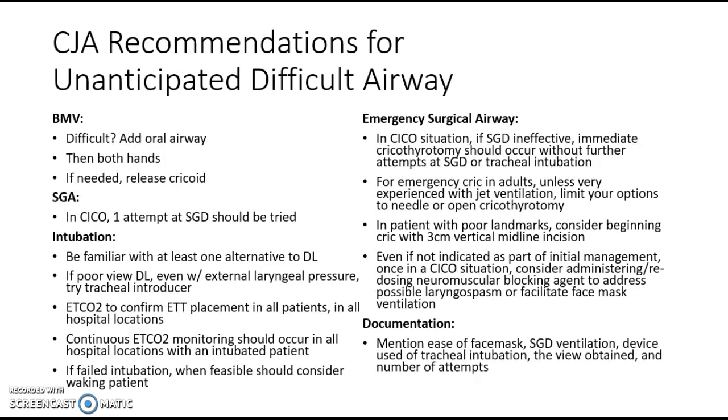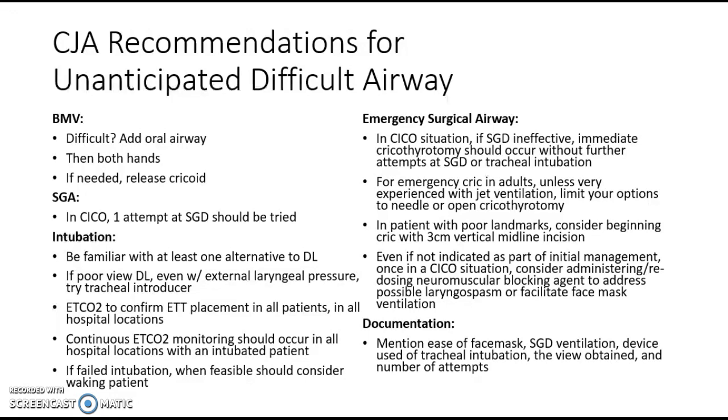The Canadian Journal of Anesthesia Difficult Airway algorithm has a specific section for unanticipated difficult airways. The salient points are highlighted here. Specifically for emergency surgical airway, in cannot intubate, cannot oxygenate situations, if supraglottic device is ineffective, immediate cricothyrotomy should be done without further attempts at the supraglottic device or tracheal intubation.